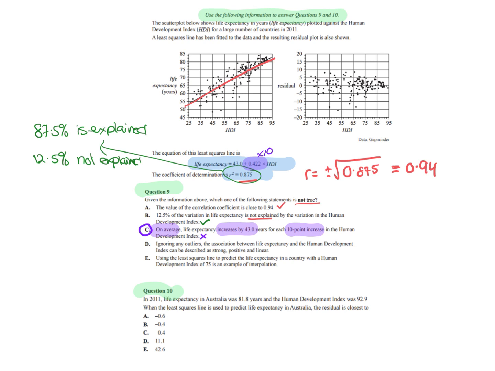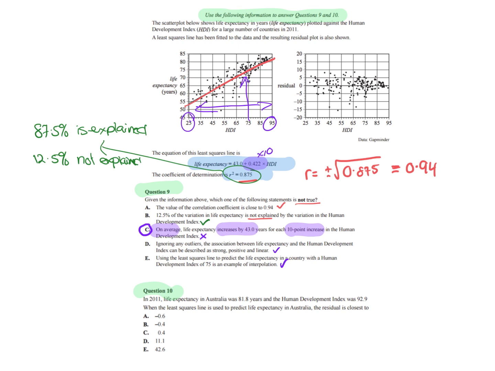Ignoring any outliers, the association between life expectancy and human development is a strong positive linear. That looks like a true statement as well. And using the least squares line to predict life expectancy in a country with a development index of 75 is interpolation. Well, that is true because we've got between 25 and 95. That's interpolation up there. So that is true. So we're definitely happy with the C.